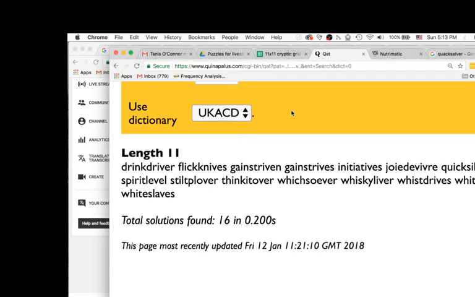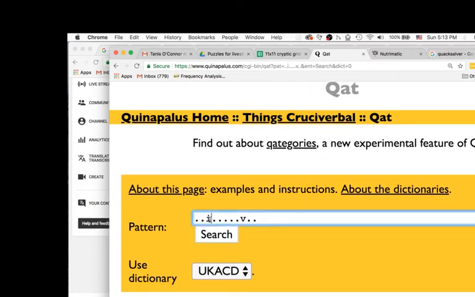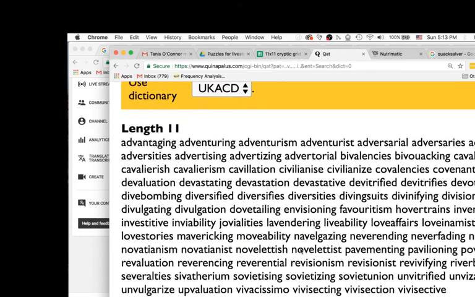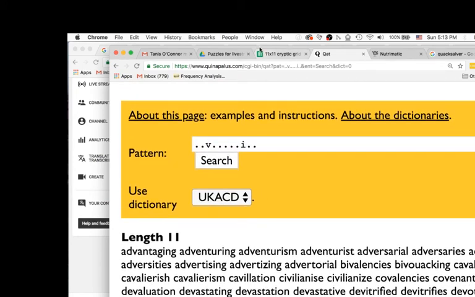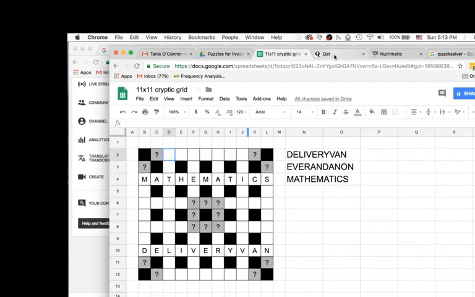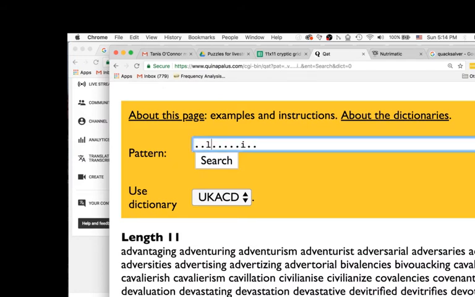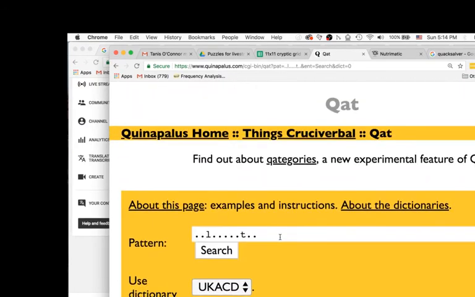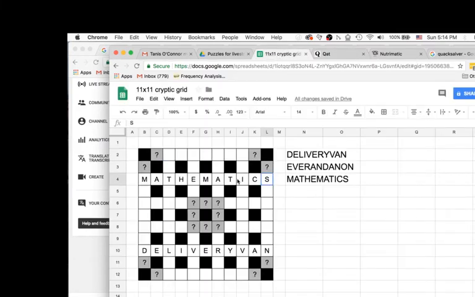Okay, so that's possible, but I want to try reversing these. If I swap the positions of delivery van and mathematics, then I would have a V and an I. And I now have 90 words, so there's a good chance that that will work. And if I swap, then the other one has L and T swapped. And that one has 153 answers. Those have more options. I think I like my chances better with those.